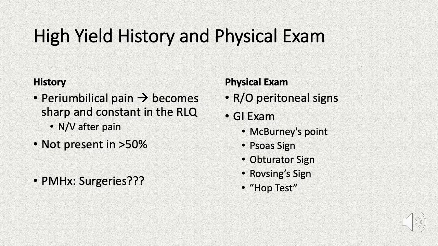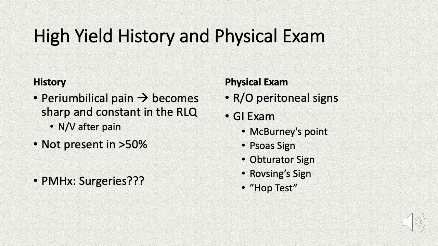So if you suspect appendicitis in your patient, what should you be looking for? Well, on history, you should be asking about their pain pattern. Typically, these patients will have periumbilical pain that starts off pretty vague and colicky and becomes sharp and constant in the right lower quadrant. Typically, they'll have nausea and vomiting after pain, but importantly, this is only present in about 50% of patients.